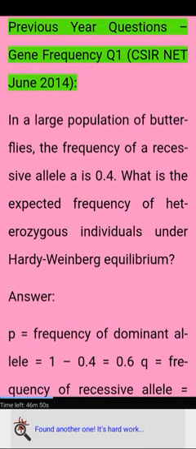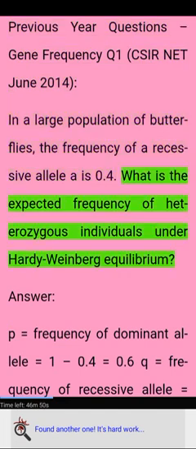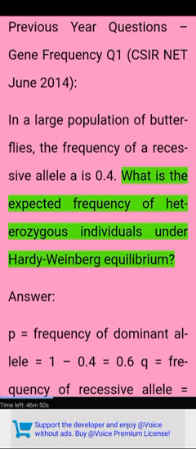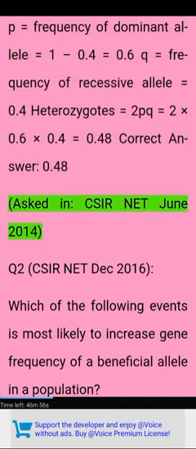Previous year questions: Gene frequency. Q1, CSIR NET June 2014. In a large population of butterflies, the frequency of a recessive allele a is 0.4. What is the expected frequency of heterozygous individuals under Hardy-Weinberg equilibrium? Answer: p equals frequency of dominant allele equals 1 minus 0.4 equals 0.6. q equals frequency of recessive allele equals 0.4. Heterozygotes equals 2pq equals 2 times 0.6 times 0.4 equals 0.48. Correct answer, 0.48. Asked in CSIR NET June 2014.